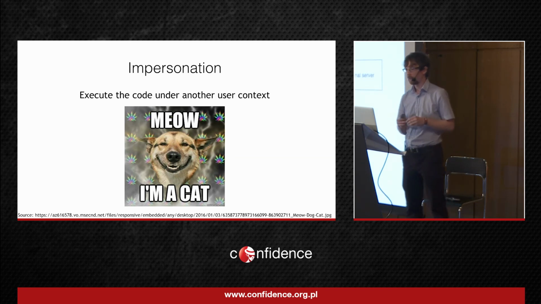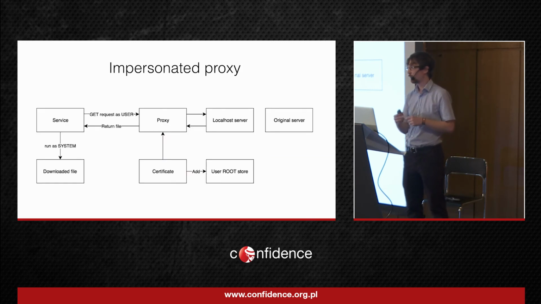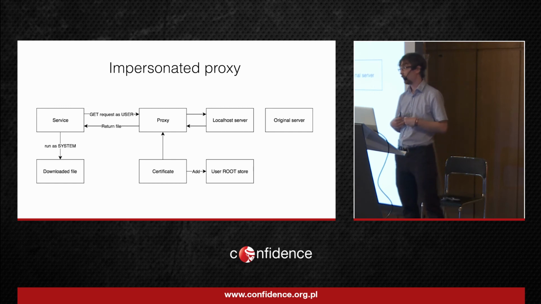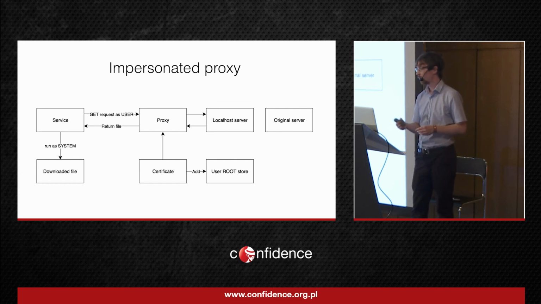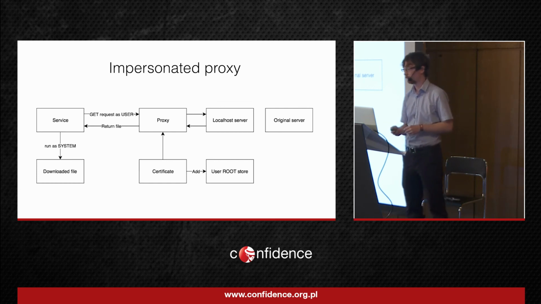So how does this look? When the service is sending a request to the proxy, it changes its user for a while. So it's not SYSTEM anymore, but our currently logged-in user. And because we can add new certificates to our root store, we can also create a certificate for the external domain. Because the service is right now our user account, it's trusted. So that's the way we can forge the binary.